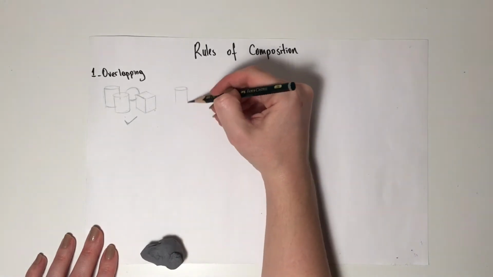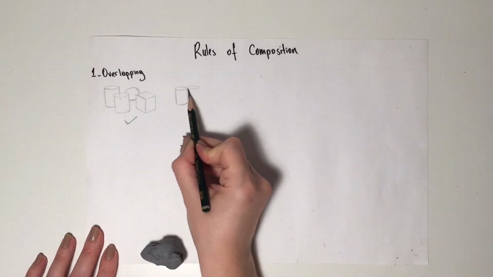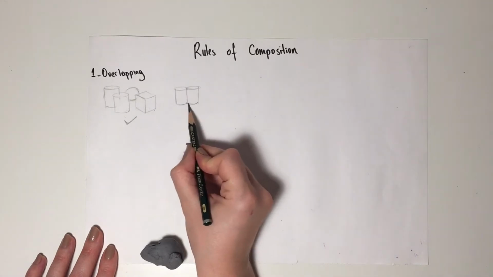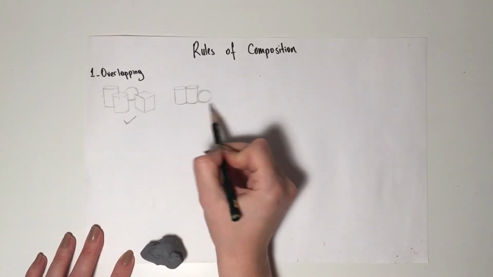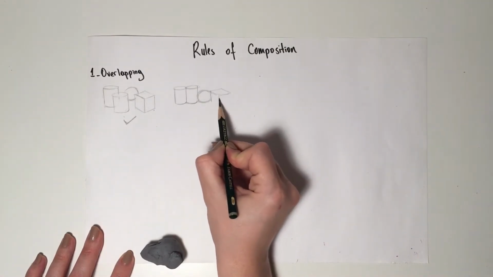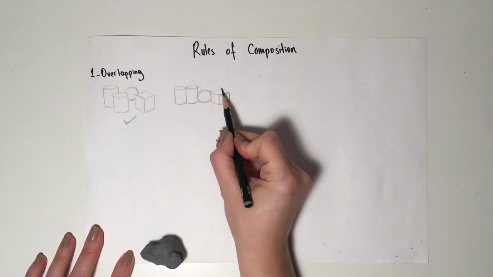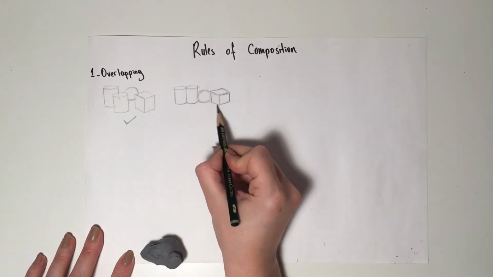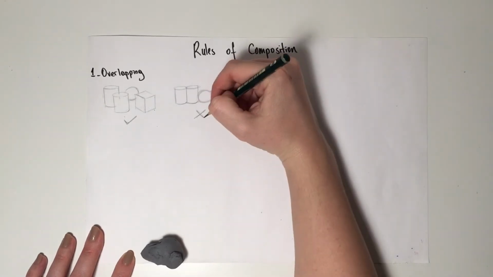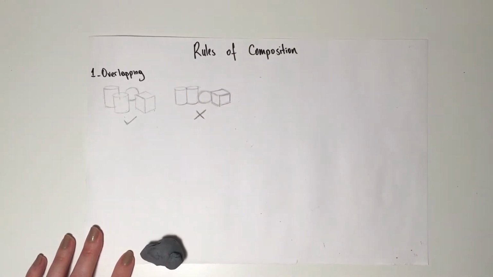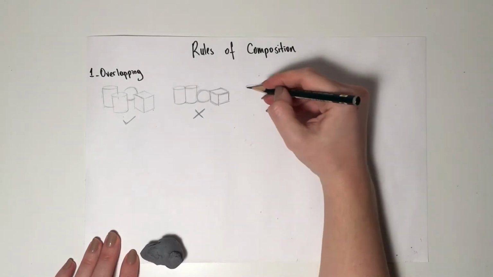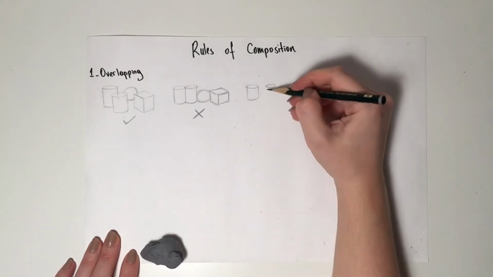And there I will show you some ways you shouldn't do. Here is the first one. There is no overlapping and the objects are just touching each other from the edge. This is not a good way to create your composition. This just looks so flat and not 3D at all.